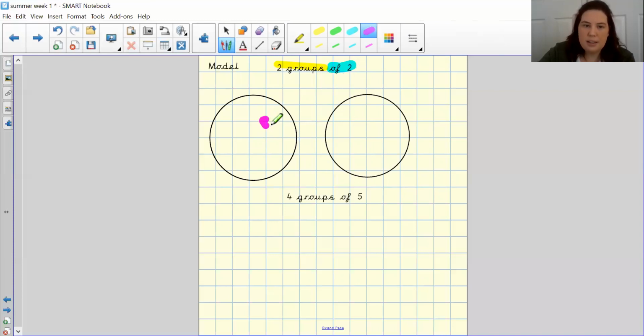So I'm going to do circles because I like circles. 1, 2 in the first group, 1, 2 in the second group. So I have 2 groups of 2.